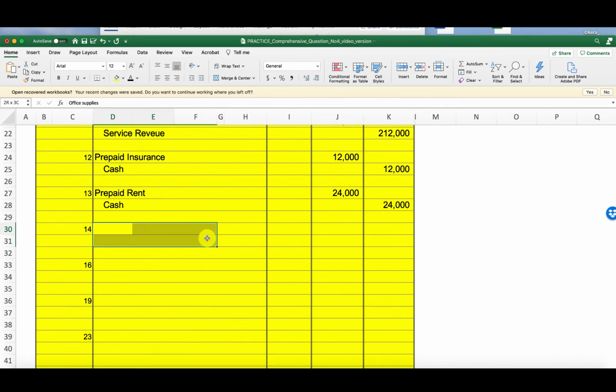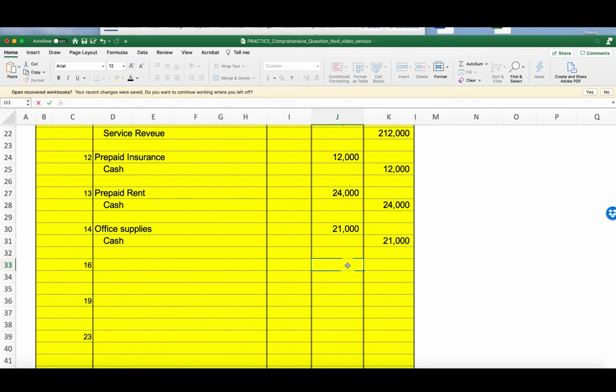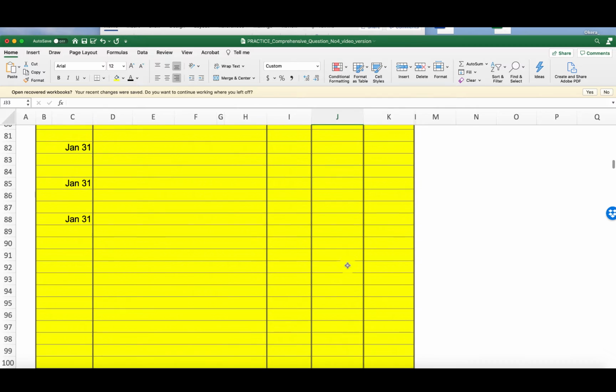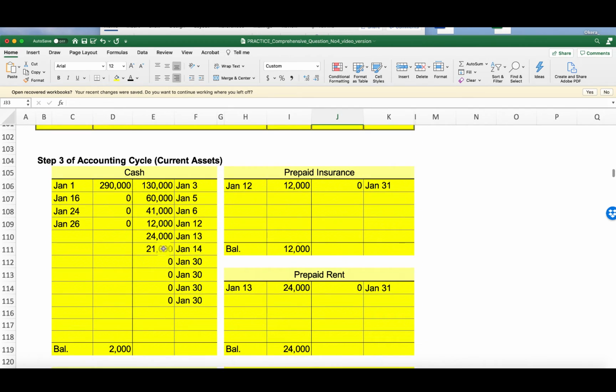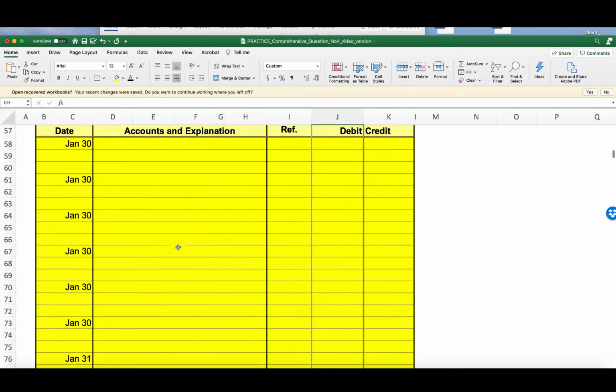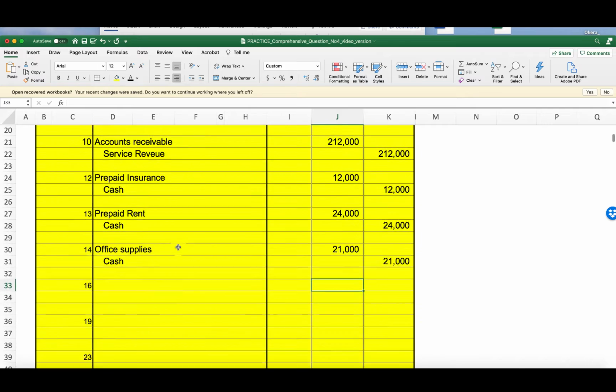So I'm going to go in and I'm going to write my journal entry just like this. And I'm going to put in 21,000, 21,000. And I'm going to come down again and I'm going to record it to my general journal. Here's my debit for $21,000 with the date. And up here, here's my cash credit for $21,000 with the date. All right, we got to post the journal entry.